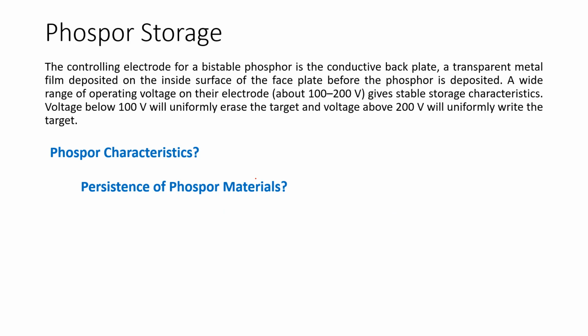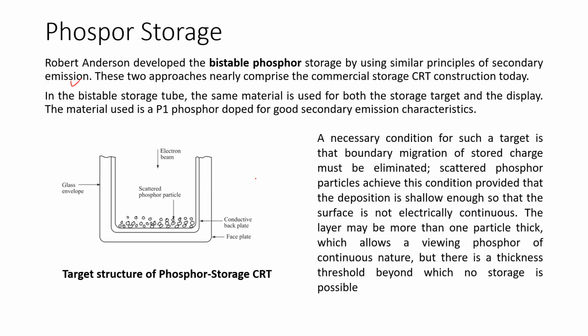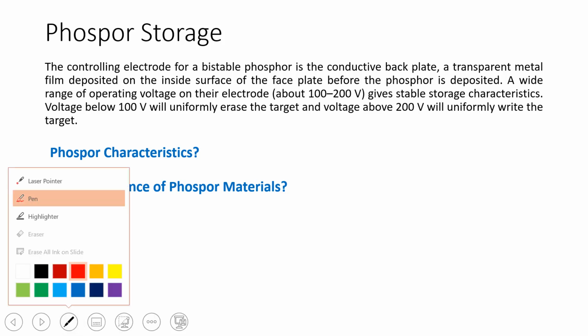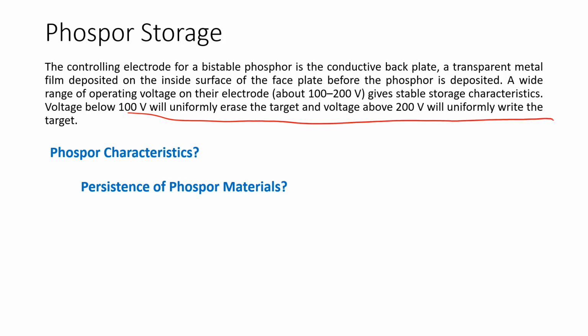Okay, then the controlling electrode for a bistable phosphor is the conductive backplate, a transparent metal film, then deposited on the inside surface of the faceplate before the phosphor is deposited. A wide range of operating voltage on the electrode, about 100 to 200 volts, gives stable storage characteristic. So voltage below 100 volts will uniformly erase the target, and voltage above 200 volts will uniformly write the target.